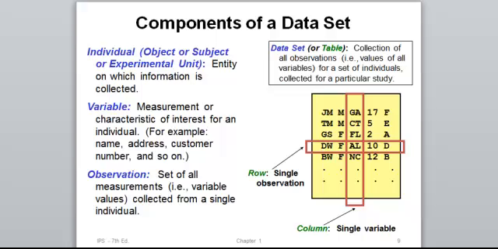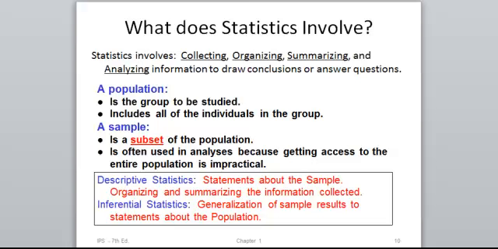So individual, object or subject of an experimental unit is the entity in which information is collected. Again, we've talked about that, and now we look again at a variable. It's the measurement or characteristic of interest for an individual. For example, the name, address, customer number, and so on. An observation in our data set, it's the set of all the measurements, that is, variable values collected from a single individual. So you look at a single observation, it's the row, and the column is the values for a particular variable. Statistics involves the collecting, organizing, summarizing, and analyzing information to draw conclusions or answer questions.